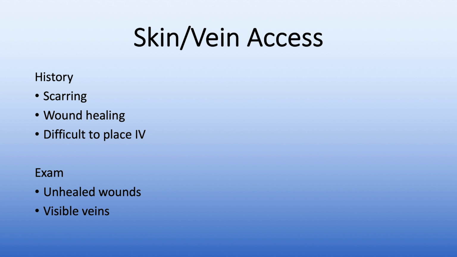We look at the skin closely too. Wound healing can sometimes be problematic. Sometimes it's really hard to put an IV. Sometimes they have a history of easy scarring, so we want to avoid anything that, maybe if we usually suture lines, we may opt not to if they have a lot of scarring from tissue access. We look for unhealed wounds and visible veins for IV access later.